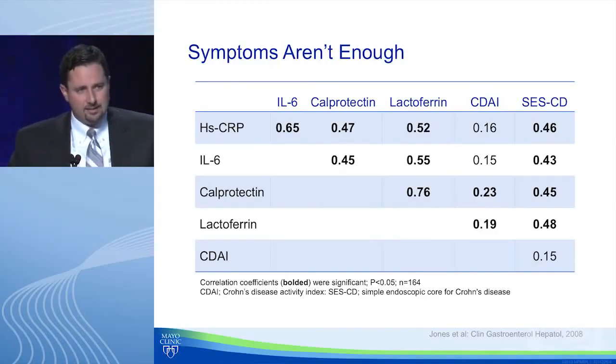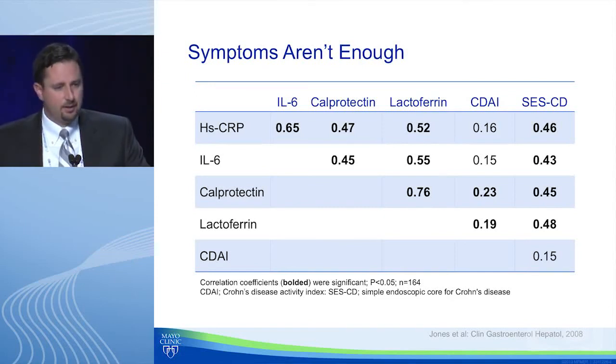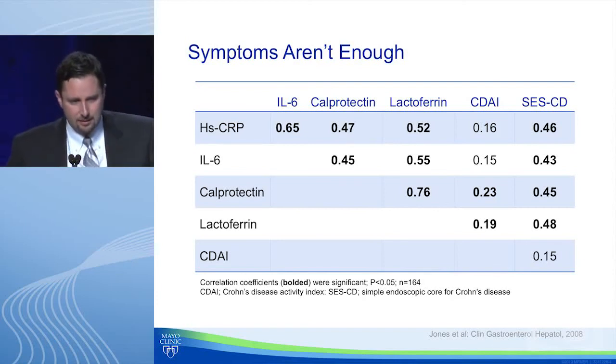Well, I think the first concept that we've all come to appreciate, symptoms aren't enough. There's multiple studies out there. Here's one from Jennifer Jones and colleagues. And this looked at correlations between a multitude of markers. In this study, it was high sensitivity CRP, IL-6, calprotectin, lactoferrin, and CDAI, or the Crohn's Disease Activity Index, a clinical scoring system. And what you can see if you follow this over to the last column, the correlation was poor. It was not significant between the endoscopic scoring system, the SES-CD, as well as the CDAI.